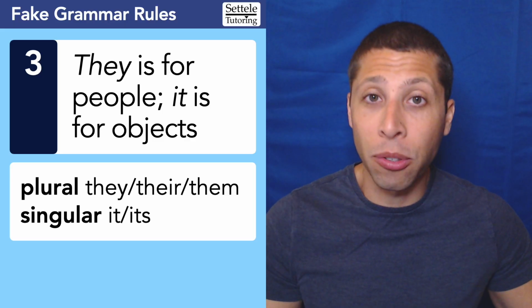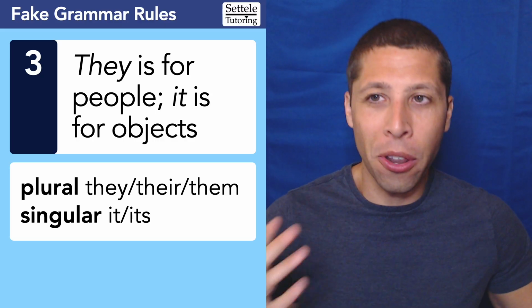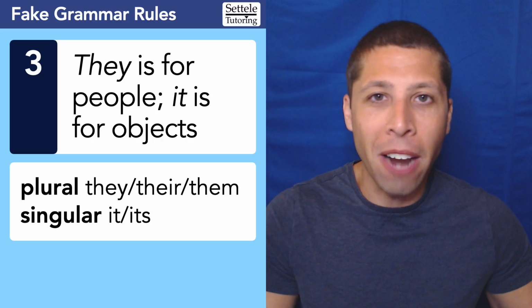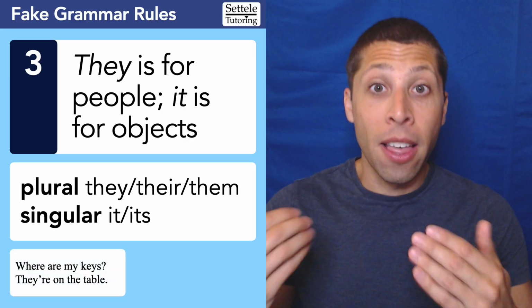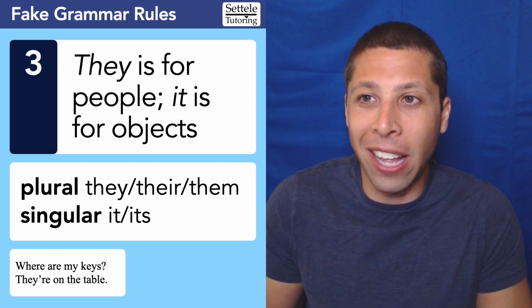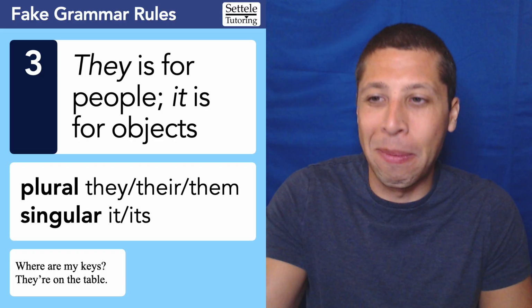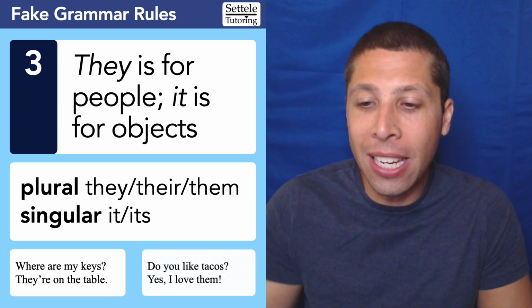I don't know where it comes from because I know for a fact that all of you are using the word "they" to talk about objects pretty much every day of your life. Here's some examples, right? Where are my keys? They are on the table. Right? The keys are not people, right? That's not what we're talking about there. They're talking about the keys, right? So "they" is perfectly acceptable because there's multiple keys.